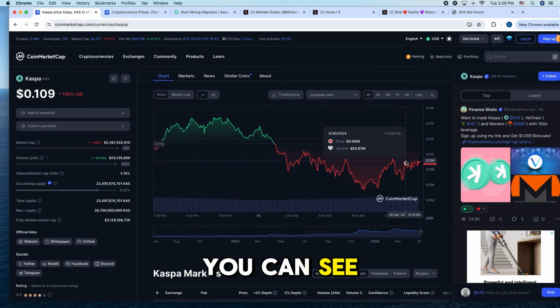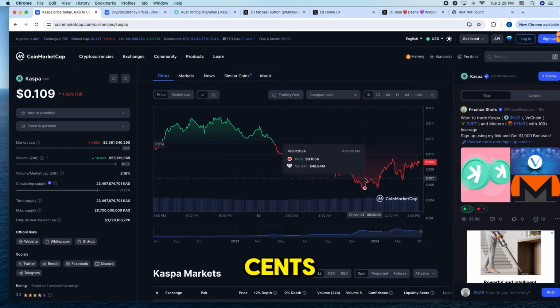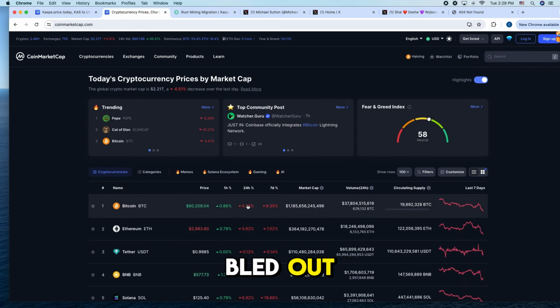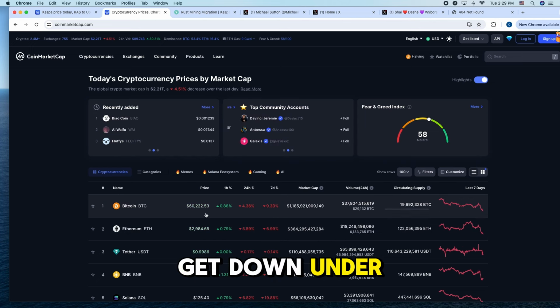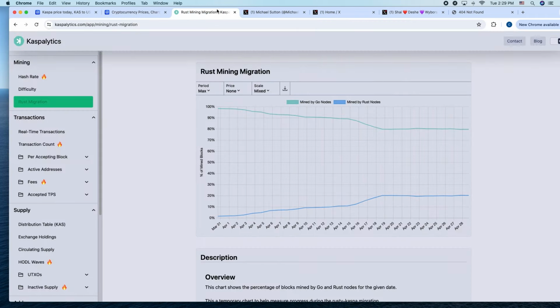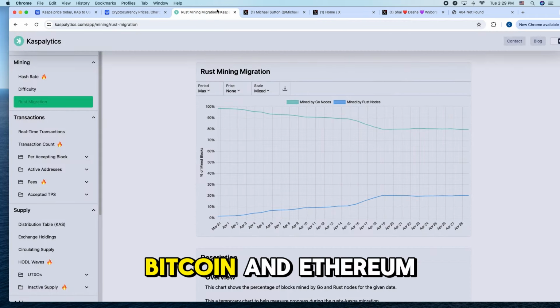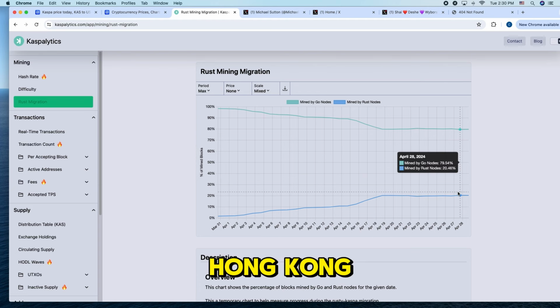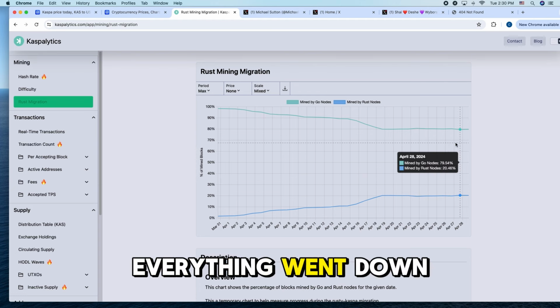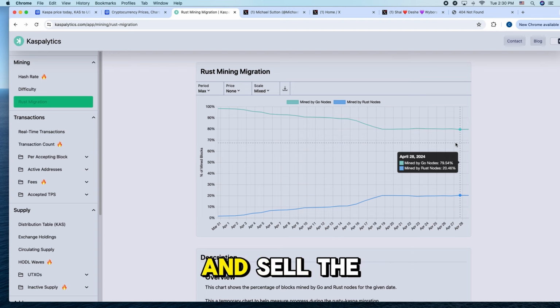Right now you can see that it's just about under 11 cents. It did get down to 10.5 cents. The whole market bled out. You can see Bitcoin is down 4.3%, ETH down 6%. I saw Bitcoin get down under $60,000. Just a lot of blood in the market. The ETF for Bitcoin and Ethereum went live in Hong Kong, but that meant everything went down, I guess, by the rumor and sell the news.